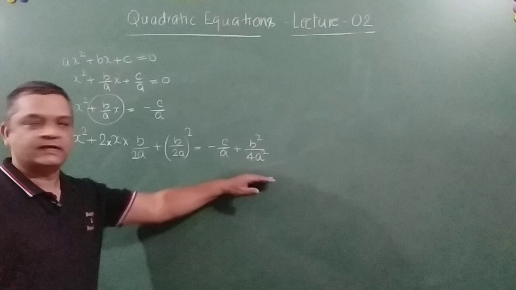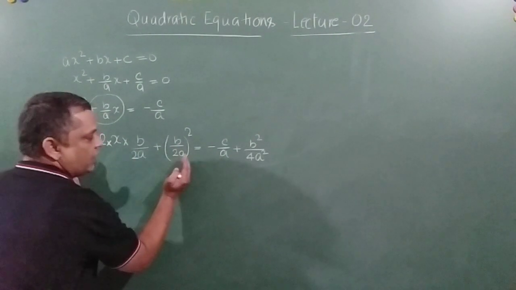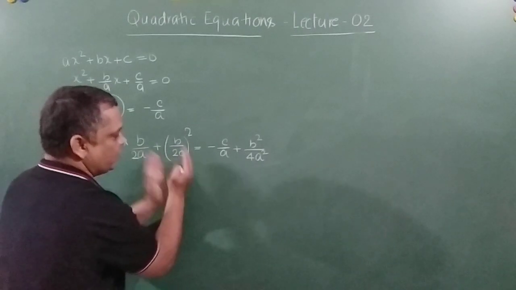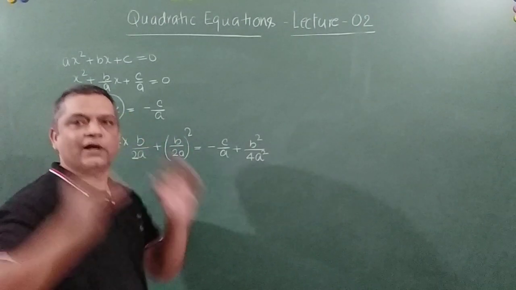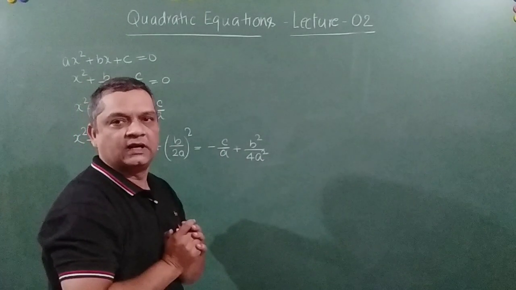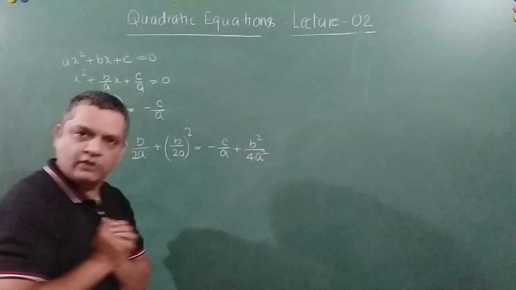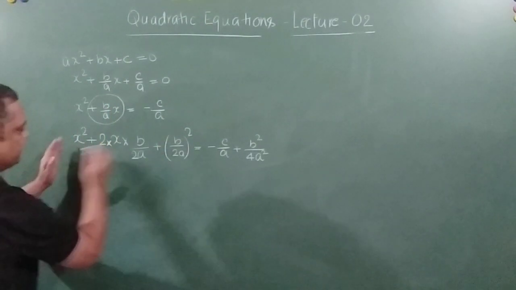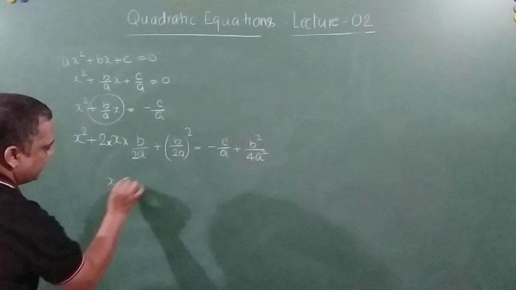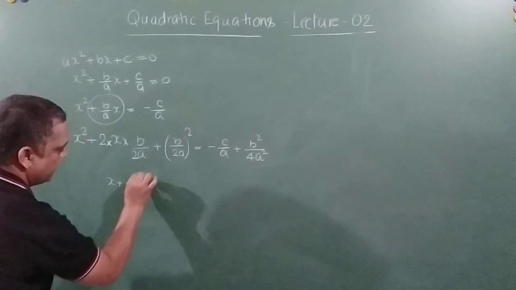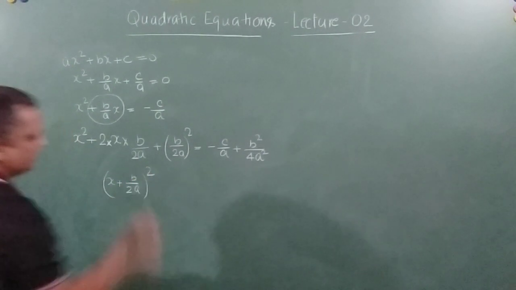What I have done here is that I have completed the square, and whatever b square I have added extra here in order to complete the square, I have added it on the other side of the equation as well, right? So this is what we have got. Correct, friends? Now what we can do is that this we can write as x plus b by 2a whole square. You are all there with me?